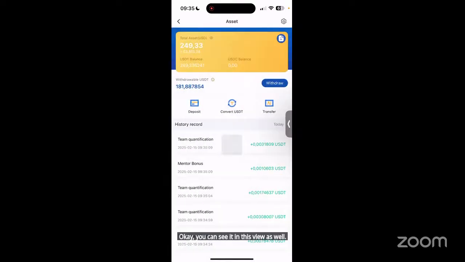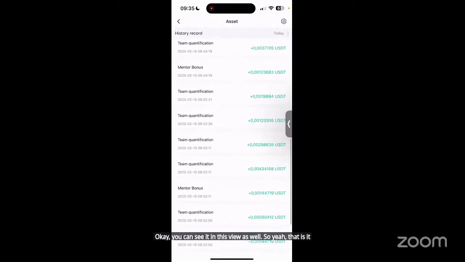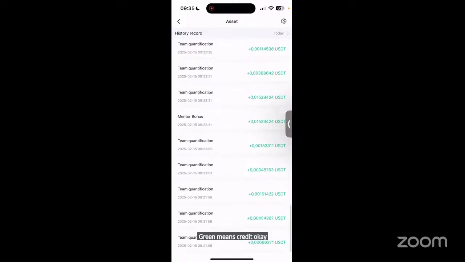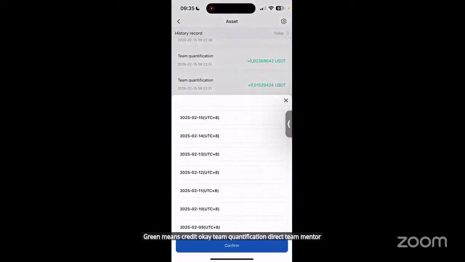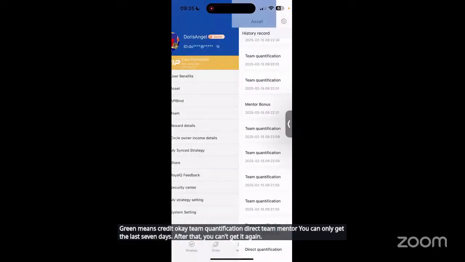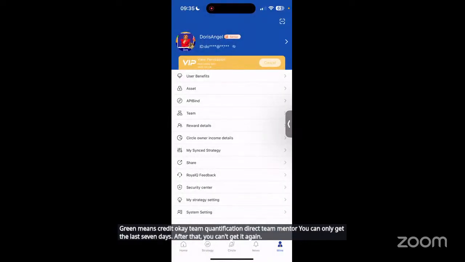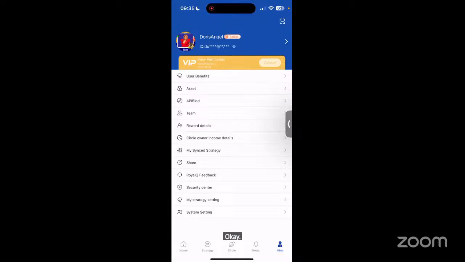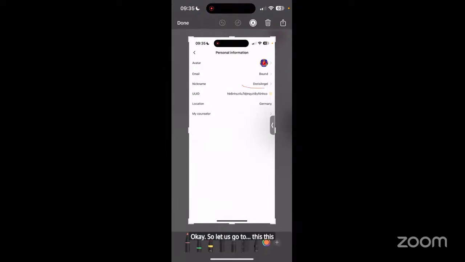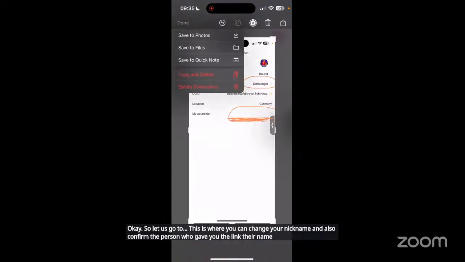So yeah, that is it about the assets. You can see a lot of greens here. Green means credit: team qualification, direct team, mentor. You can only get the last 7 days. After that, you can't get it again. Okay, so let us go to this. This is where you can change your nickname and also confirm the name of the person who gave you the link, before you fund the account.